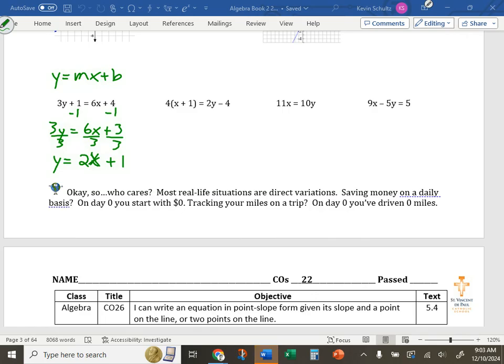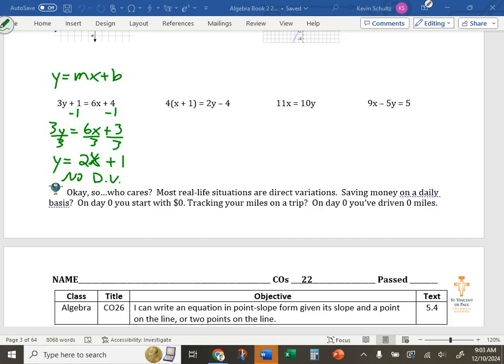Is this direct variation? No, it is not, because b is not 0. So no DV. Okay? So it's a little more steps than we've had in the past to put them into slope-intercept form, but that's what you are wanting to do. Do you simplify the slope? You should simplify the slopes, yes.